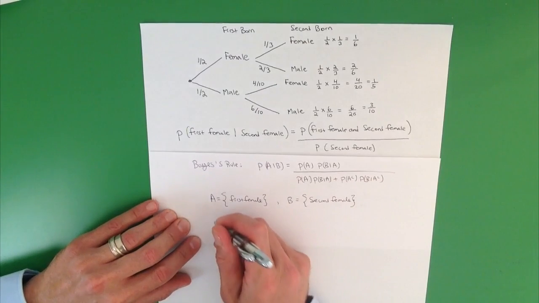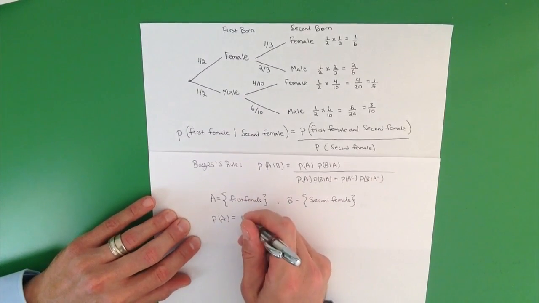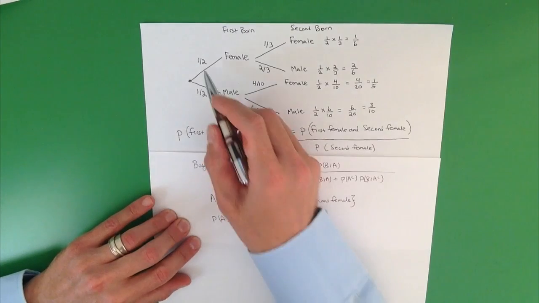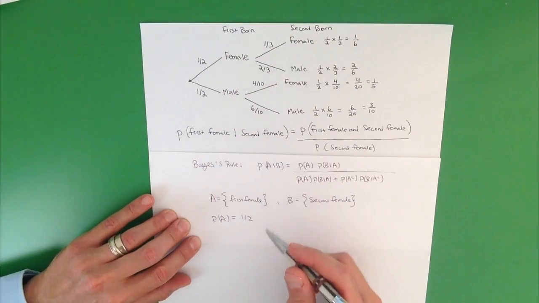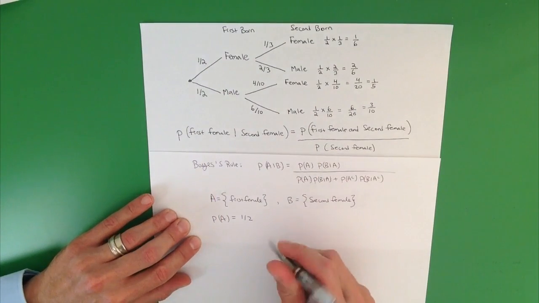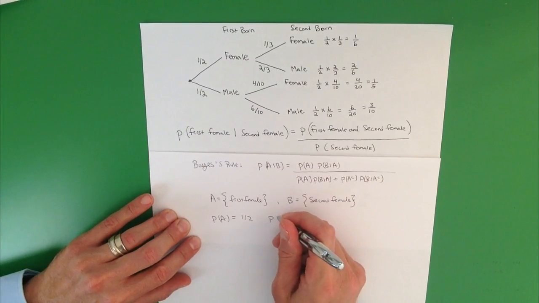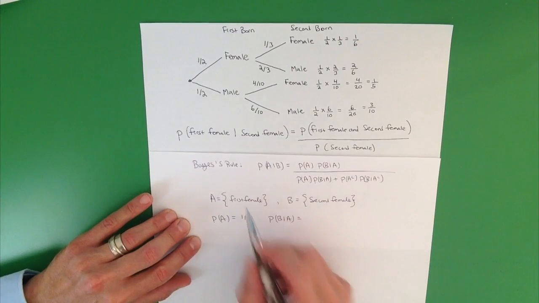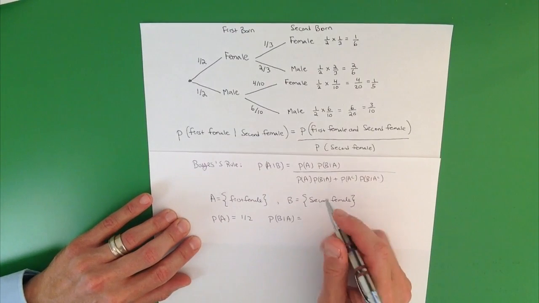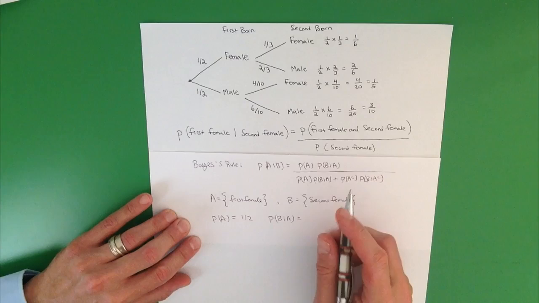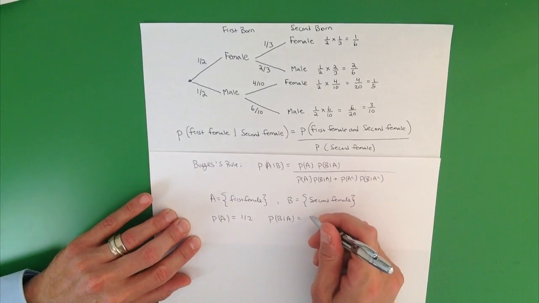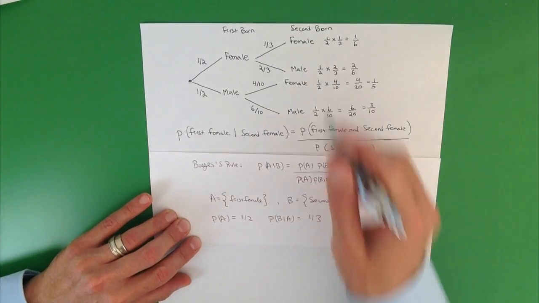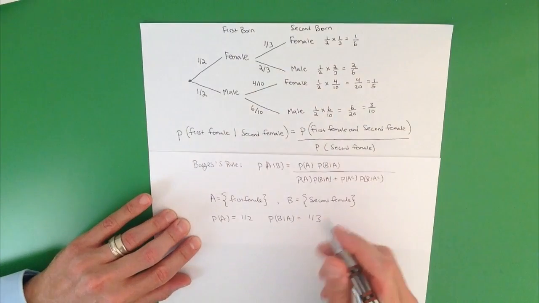So in this case, P of A is simply 1/2, and that's from here. And P of B given A, well, that's the probability that the second is female given that the first is female. And that's given by 1/3, which is this part of the tree.